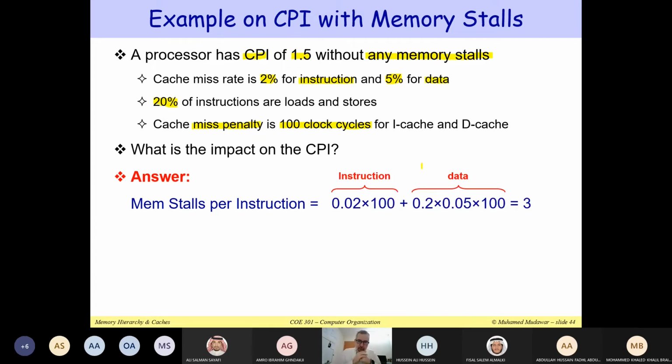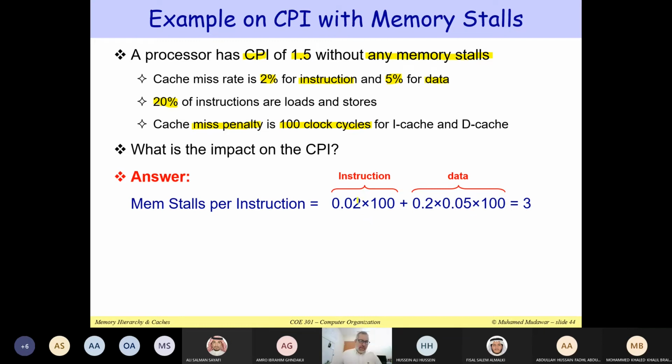So we can actually separate them into two parts. The first part is in the instruction cache. So 2% is my miss rate in the instruction cache. So this is basically the misses per instruction in the instruction cache multiplied by 100 cycles. In data cache, 20% are load store, 5% are going to miss, multiplied by 100 clock cycles.